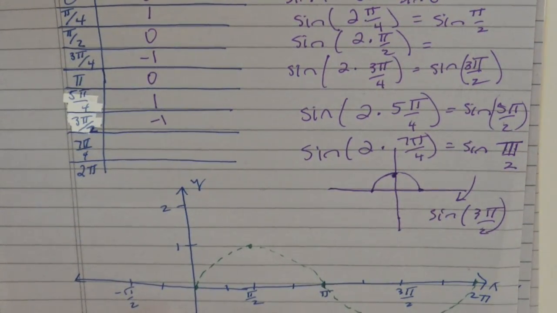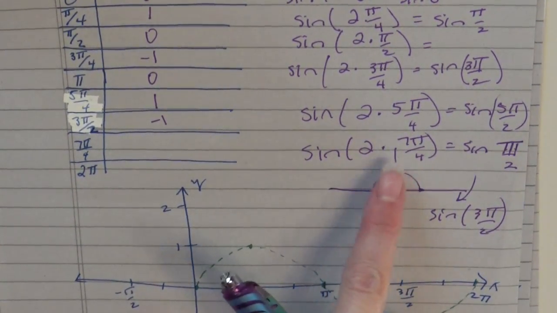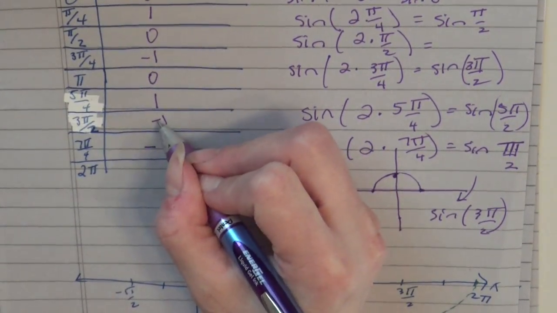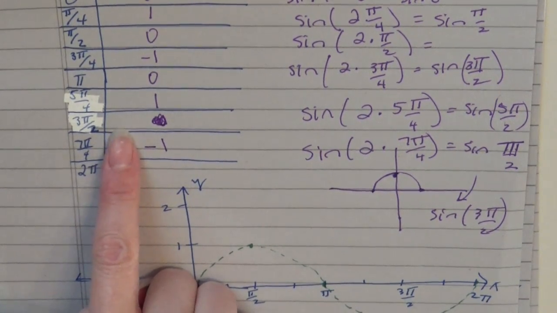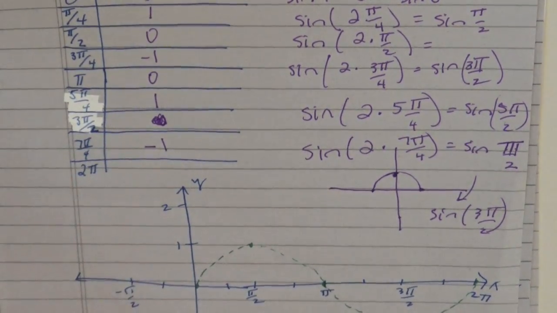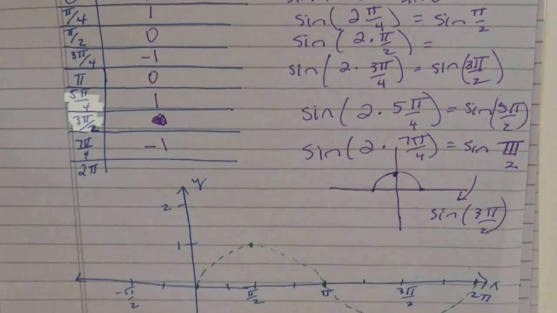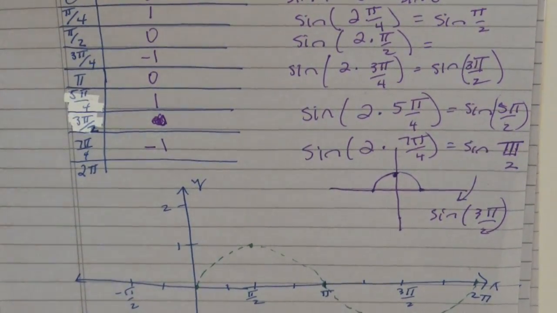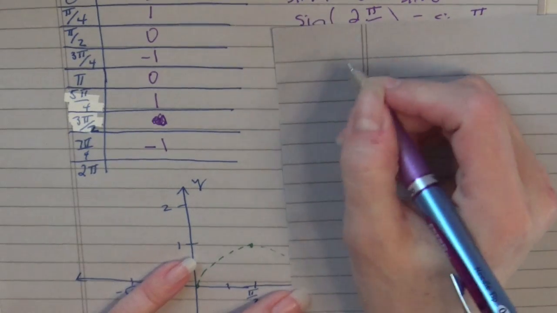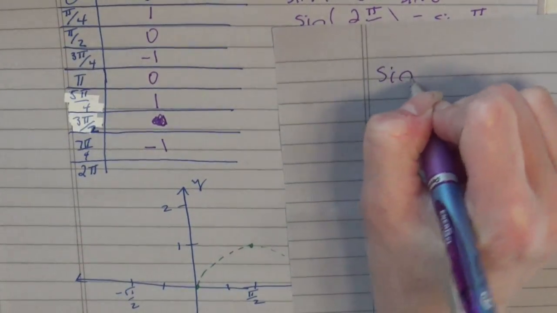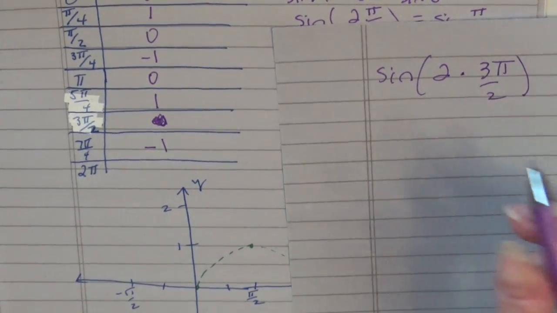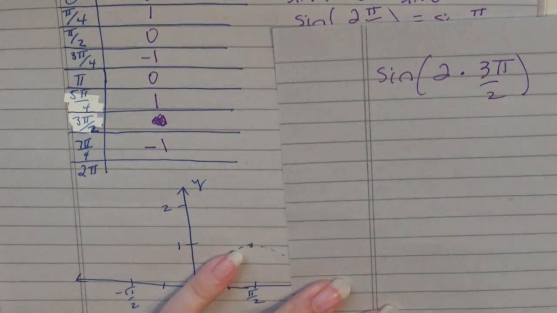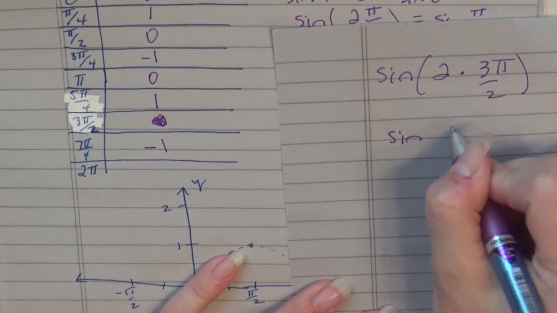I'm sorry, I goofed up. That was 7 pi over 4. That goes on this line here, and I accidentally skipped this line. So I need to go back and pick up 3 pi over 2. I'm running out of scratch paper here, so for sine of 3 pi over 2, I need to do sine of 2 times 3 pi over 2. That would be sine of 3 pi.